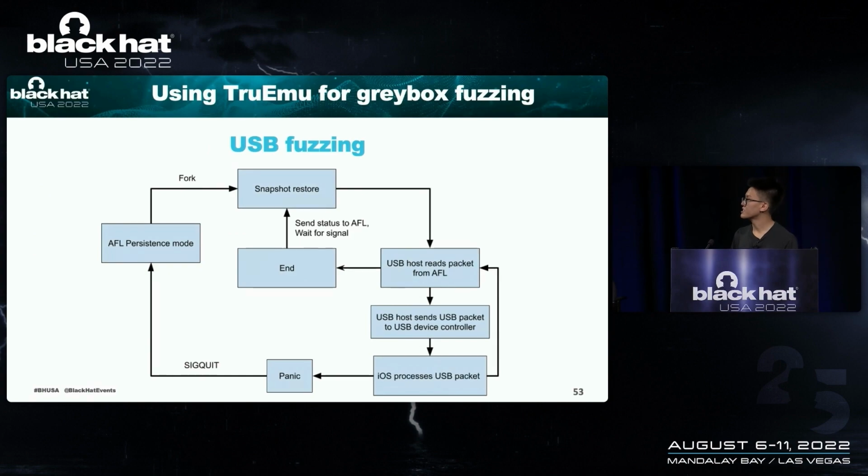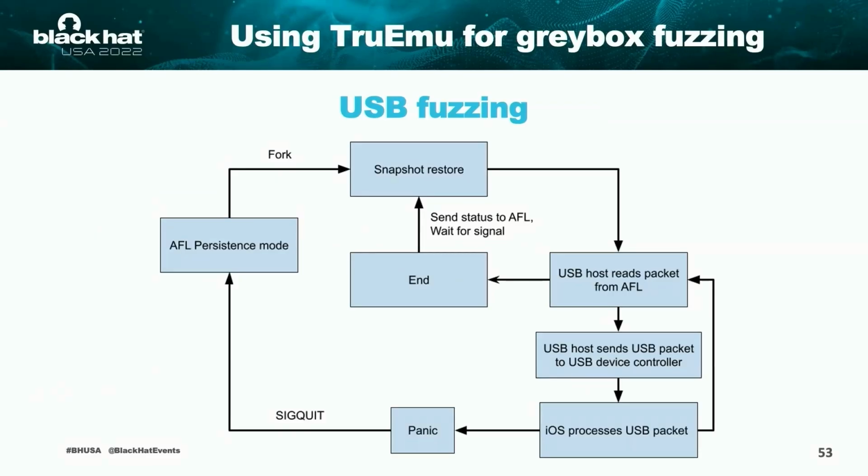So we try to fuzz the USB stack. Here is a simple diagram. You have AFL running in persistent mode. It will then fork a QEMU process, and the QEMU will start by restoring a snapshot. The snapshot will be at a fuzzable state, so you can start sending commands or inputs to it immediately. Then we have a dummy USB host, which will read inputs from AFL and send them to the iOS VM for processing.